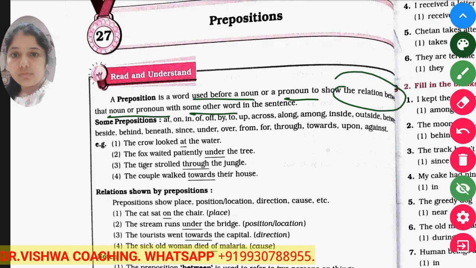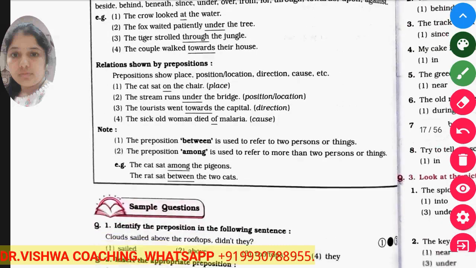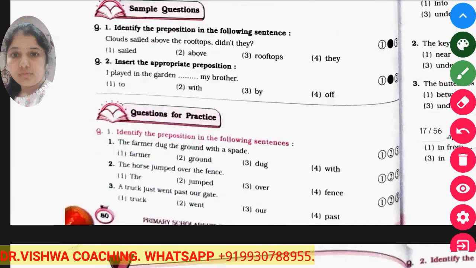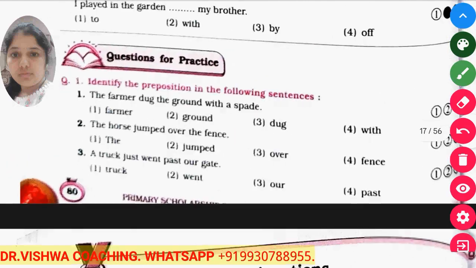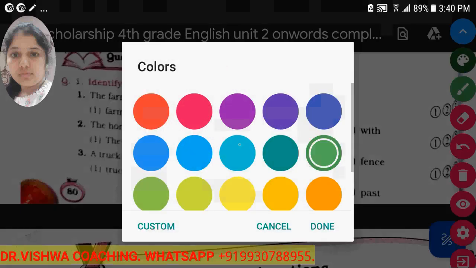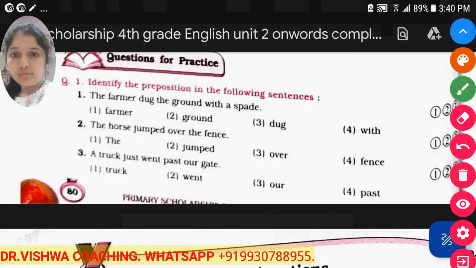Okay. So some examples of prepositions are at, under, through, towards, at, on, in, off, by, to, up, across, along, among, inside, outside, since, beneath, behind. So this is the list of words that can be used as prepositions. Okay, it shows the relation between a noun or pronoun and other words. Now we'll move to the practice exercise to solve the questions that are based on prepositions.